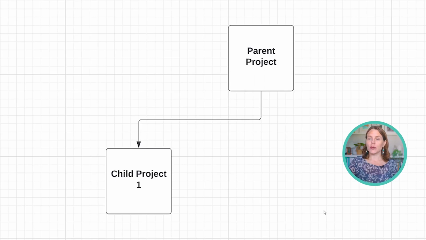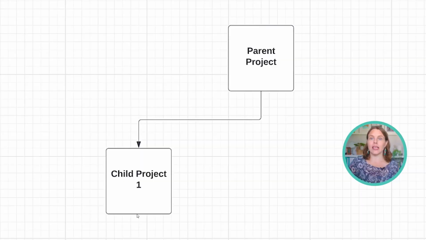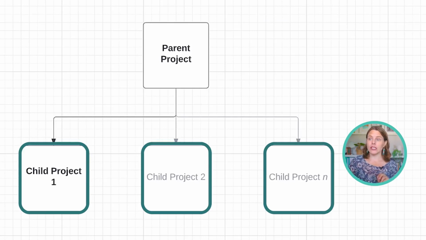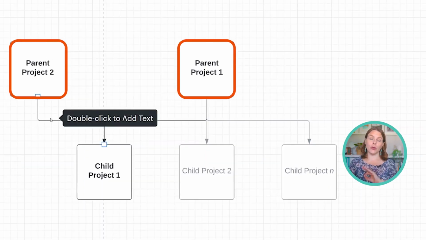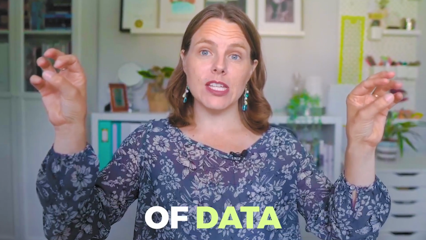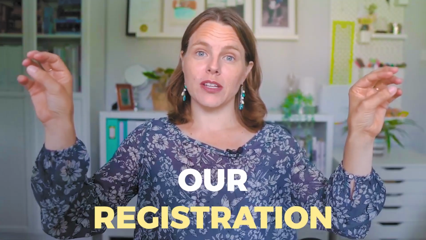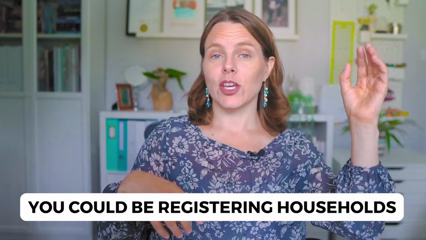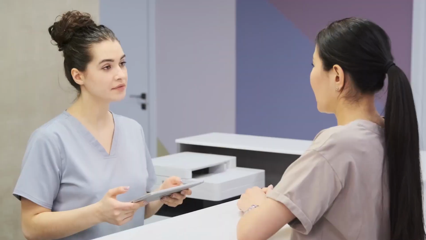So the terminology, or the words that we use, is a parent project and a child project, okay? So just kind of remember those words. Your parent is your first form, where you're registering some data that you want to share with another form in a child project, okay? You can have more than one child project, and you also can have more than one parent project. So you can be collecting a couple different pieces of data in some sort of registration form and putting those both into a follow-up form, just so you know. So you could be registering households and you could be registering locations like clinics or something like that.